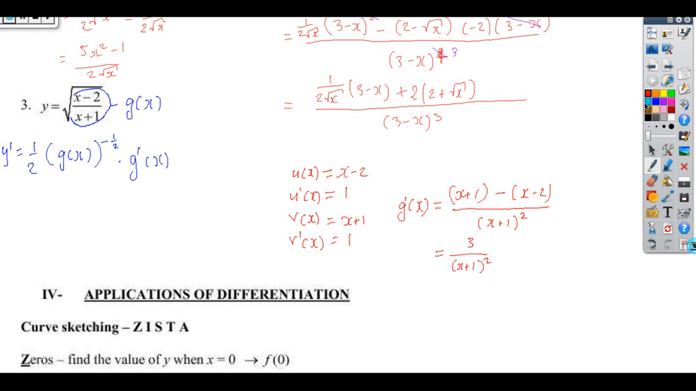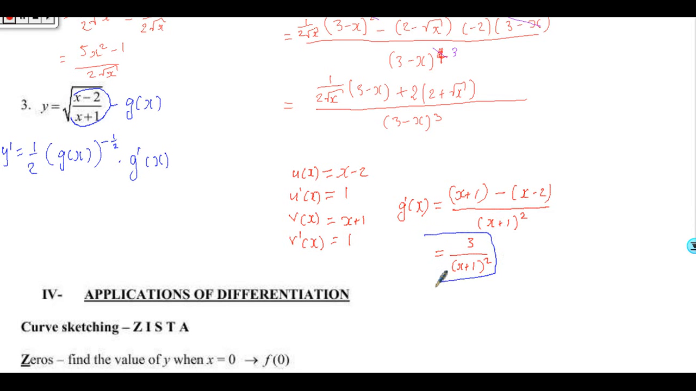And that's good now. I can use that result, this result here, in g prime of x. I can carry on with this reasoning here. I can do a half times square root of x minus 2 over x plus 1 to the power of minus a half times 3 over x plus 1 squared.